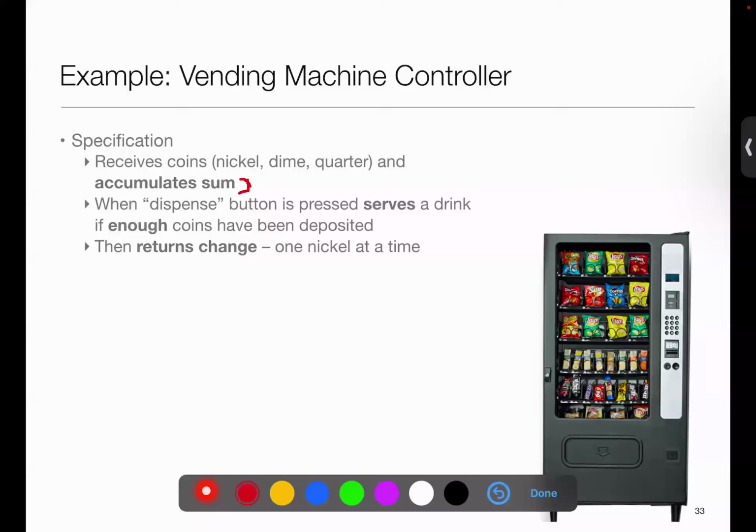Then at some point, you are going to dispense. But this machine has only 1 item to serve, so it's nothing like what I've drawn out here. Imagine it has a drink. When you press the dispense button, it will dispense that item, provided there were enough coins deposited. It will also return the change 1 nickel at a time. And of course, there has to be a price for that item.